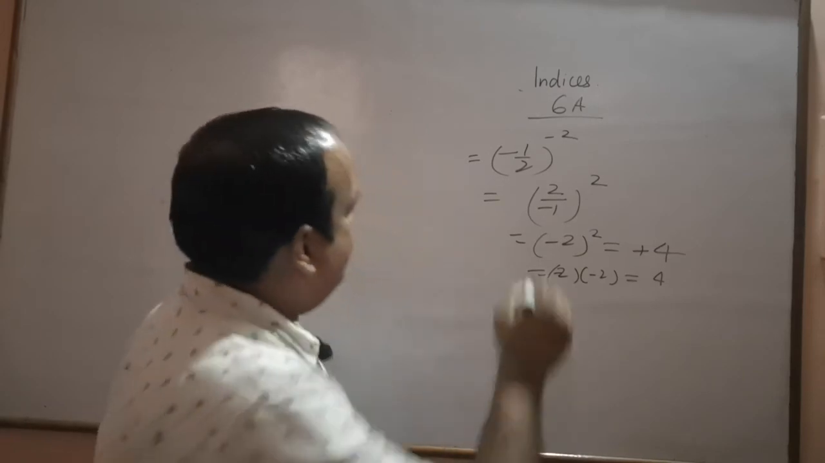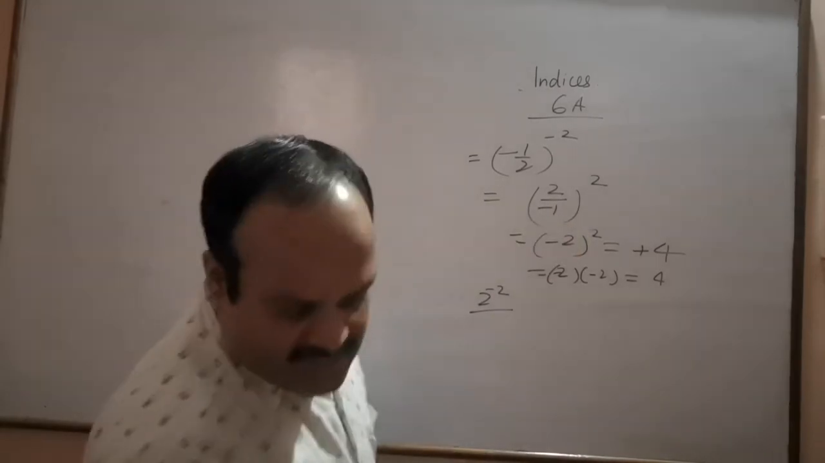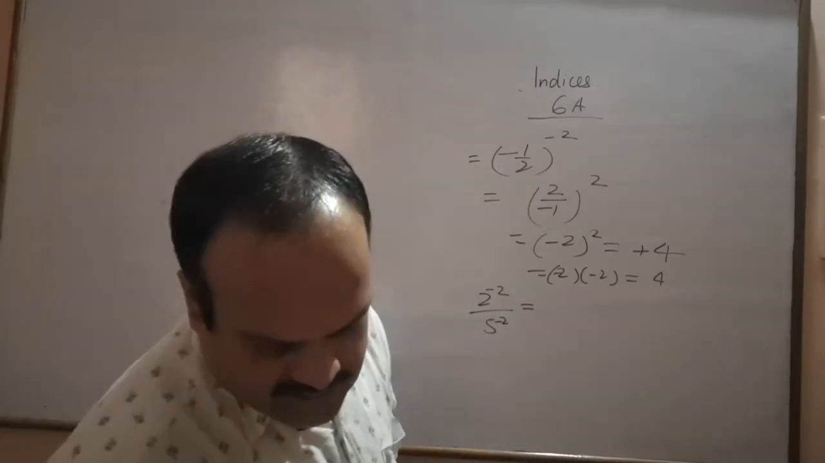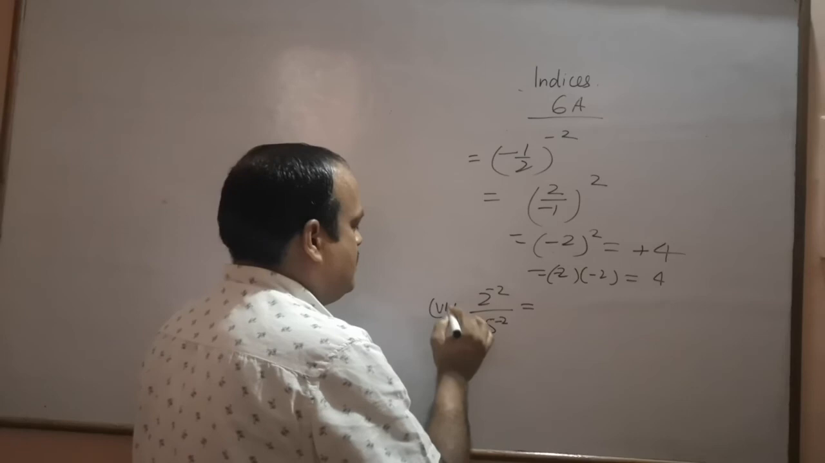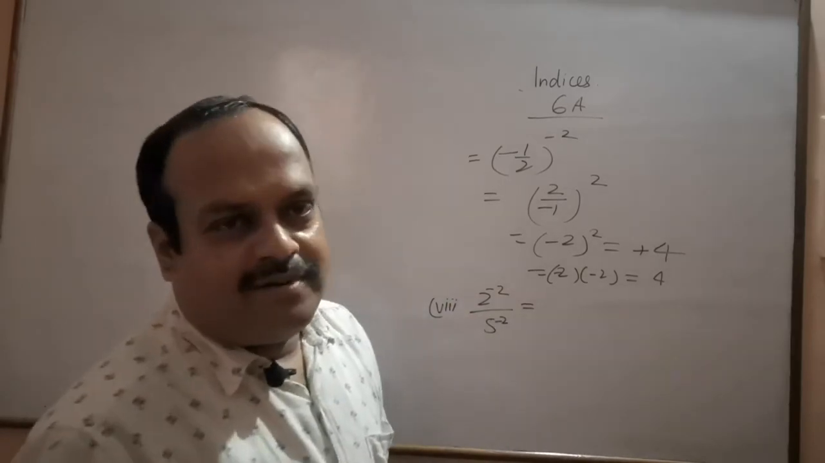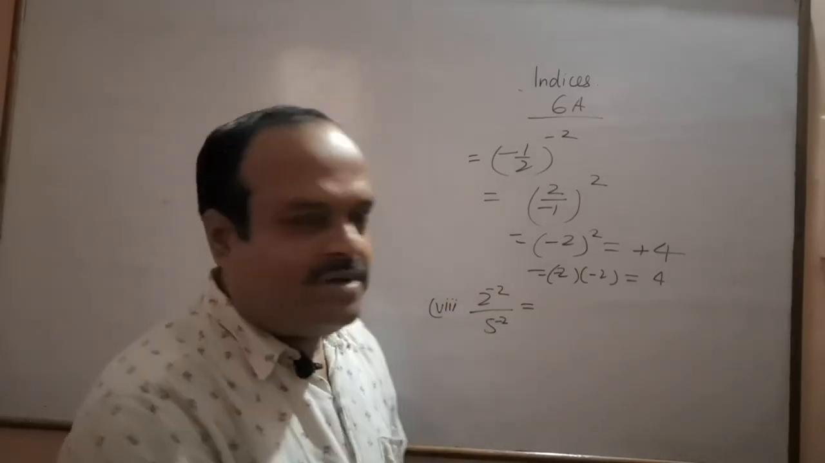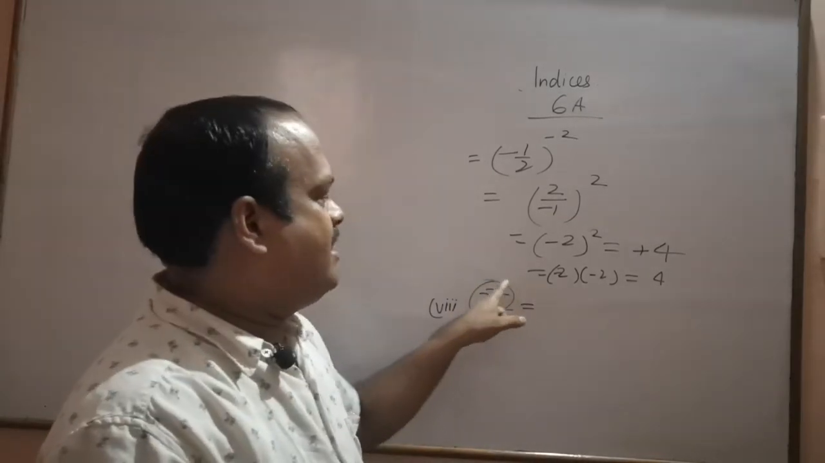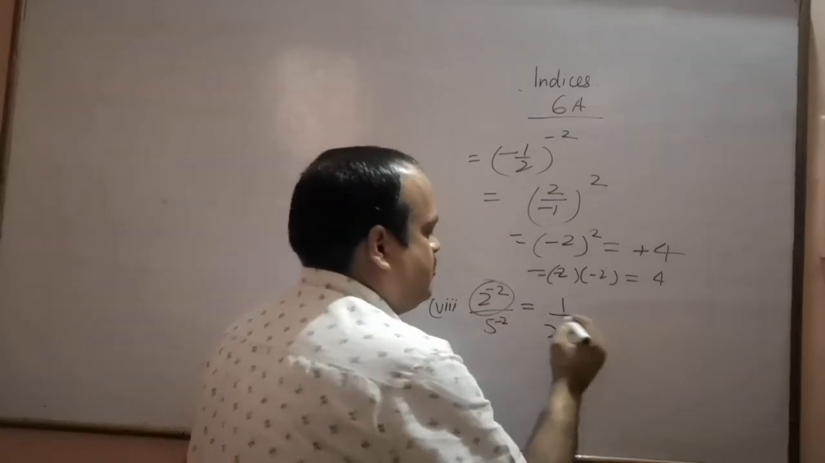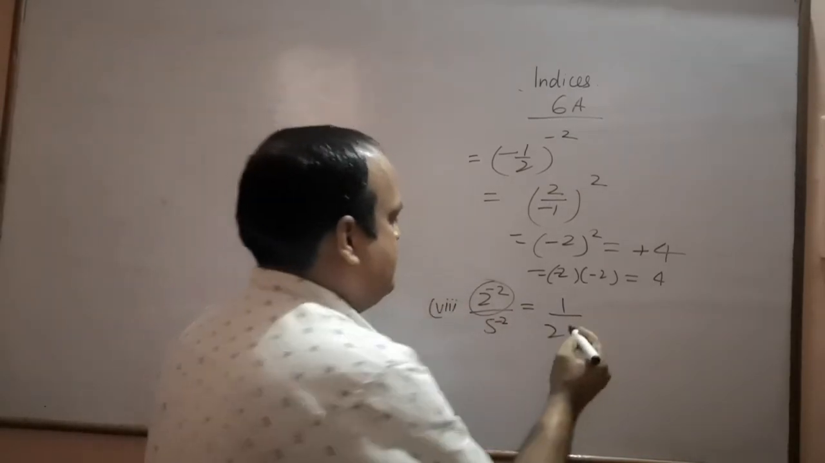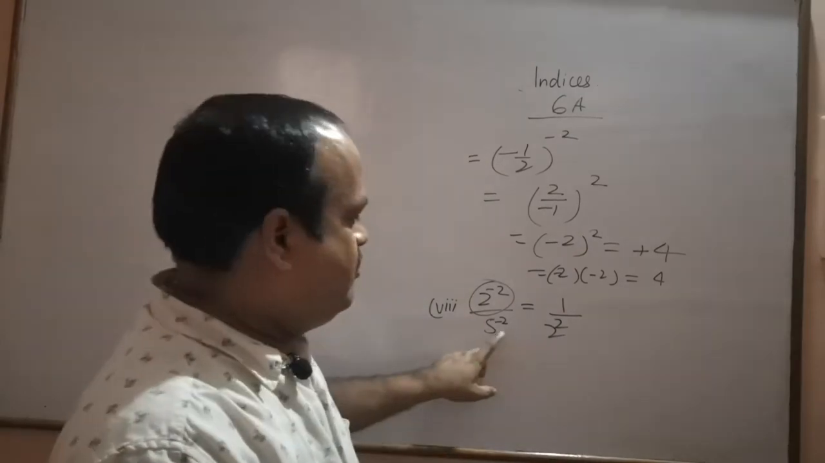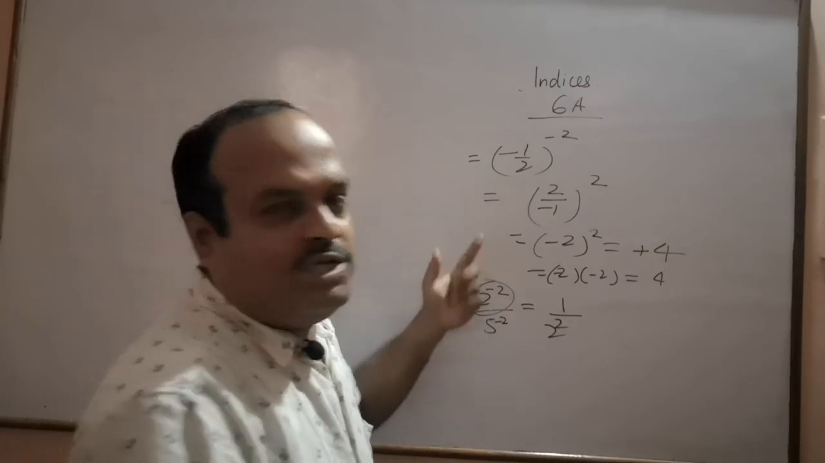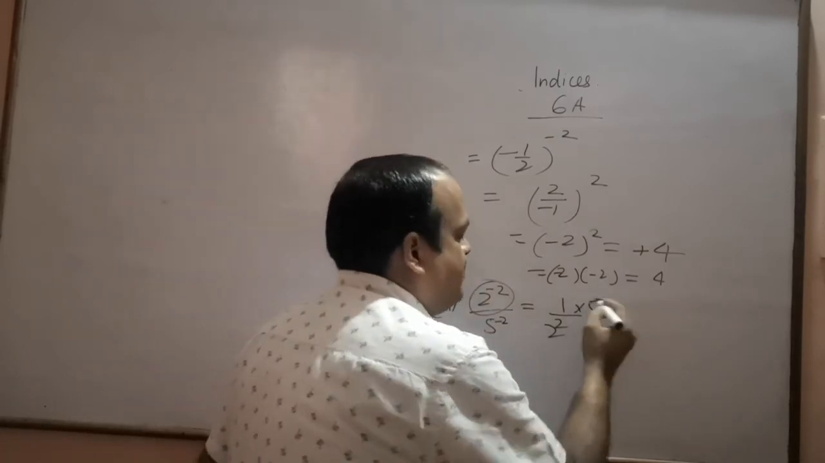2 to the power minus 2 upon 5 to the power minus 2. This is the 8th part. So to get the answer, first we will make the power positive. To make the power of this number positive, you take it to the denominator. It will be 1 upon 2 square, and when you make this power positive, since this is in the denominator, it will go to the numerator. So you will get here 5 to the power 2.